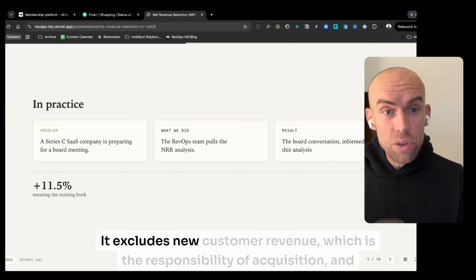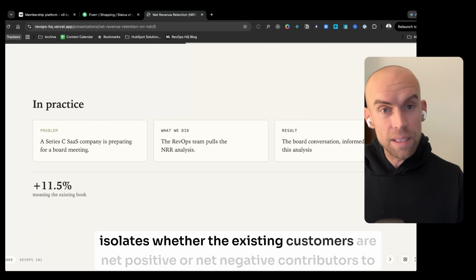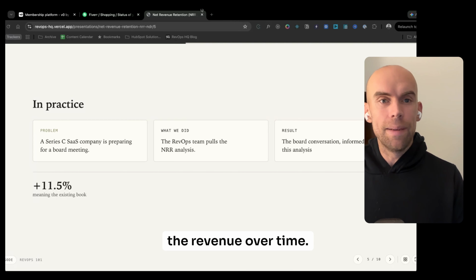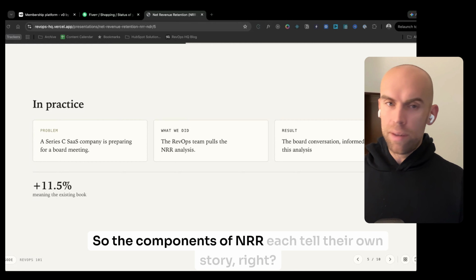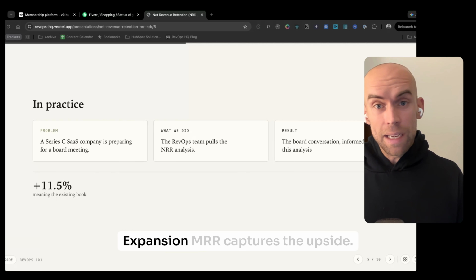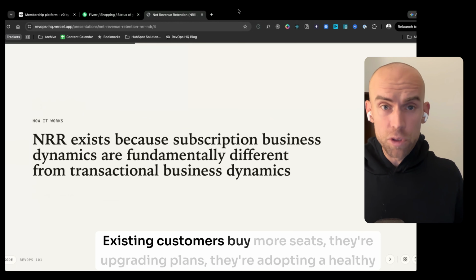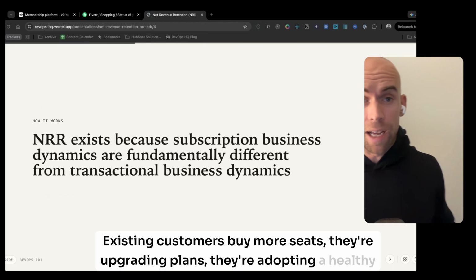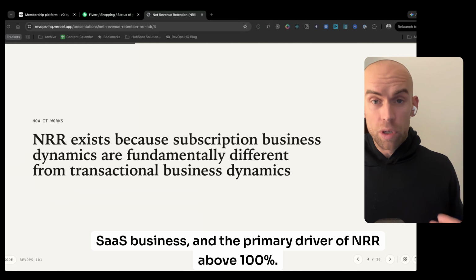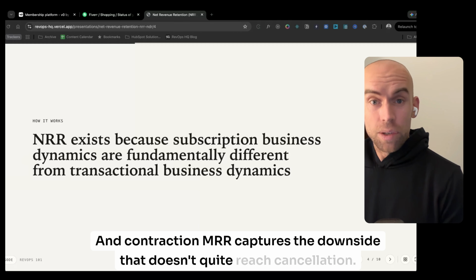It excludes new customer revenue, which is the responsibility of acquisition, and isolates whether the existing customers are net positive or net negative contributors to the revenue over time. So the components of NRR each tell their own story, right? That we've already defined. Expansion MRR captures the upside. Existing customers buy more seats, they're upgrading plans. In a healthy SaaS business, it's the primary driver of NRR above 100%.